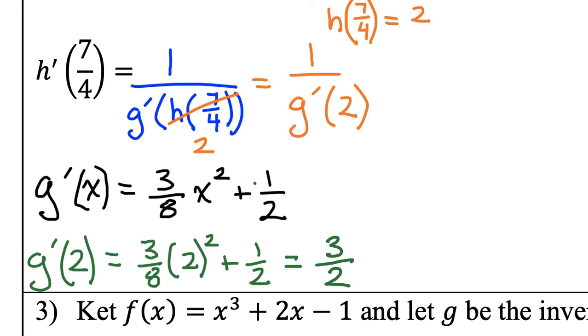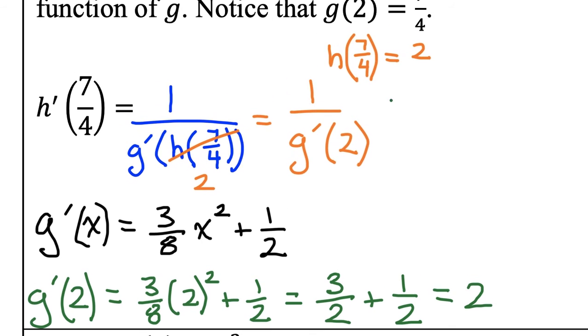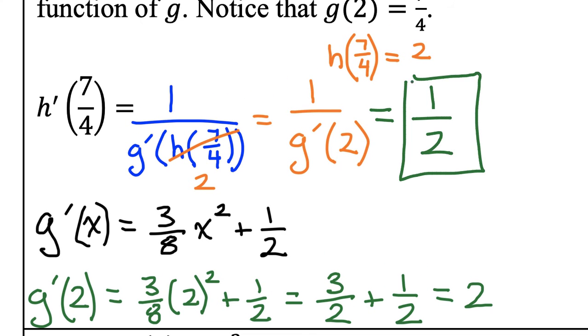Do it louder. So it's 3 halves plus 1/2. Again, this was 4/8, which was 1/2. 1/2 of 3 is 3 halves. And that is equal to 4 over 2, which is equal to 2. So we know what g prime of 2 is. G prime of 2 is 2. So I come back up here and I say, hey, this is 1 over 2, final answer. Box it. 1/2 was our final answer.